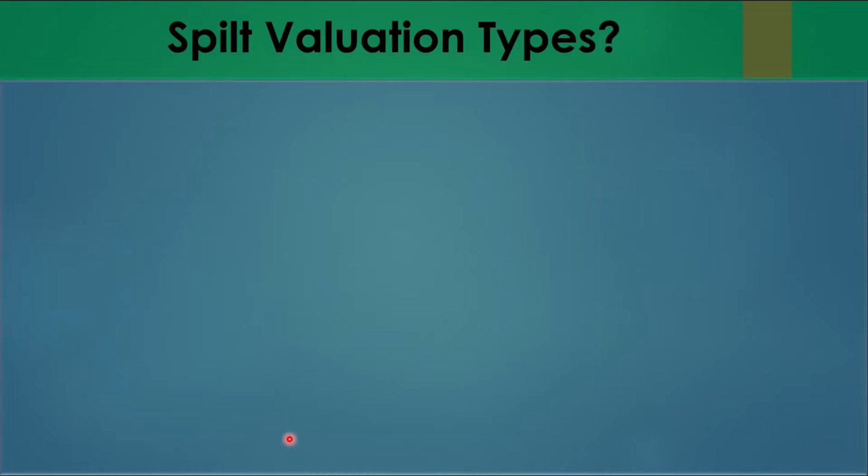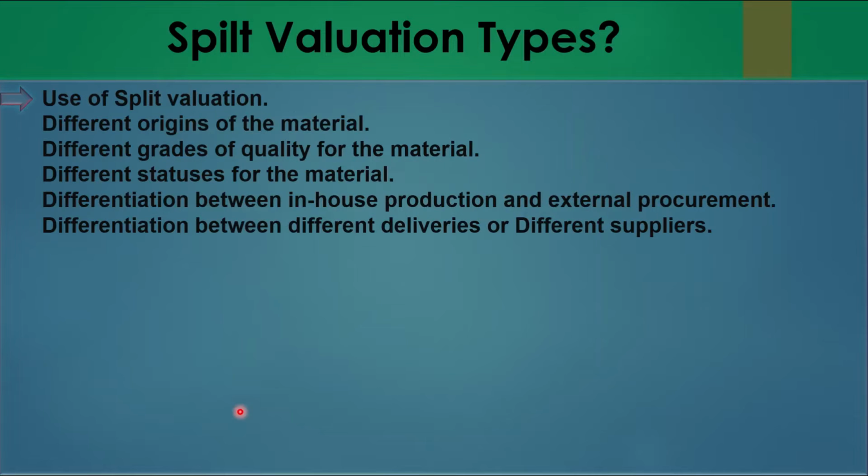Then what are the types of split valuation generally used in SAP? There are many, but we will cover a few in this session. There are different origins of material, so it might be country or different vendors. Then grades or quality of material might be different, which is nothing but valuation. So these are the criteria depending on which we can differentiate material valuation or material stock. Then statuses of material, as given in one example: used, new, old or repaired.